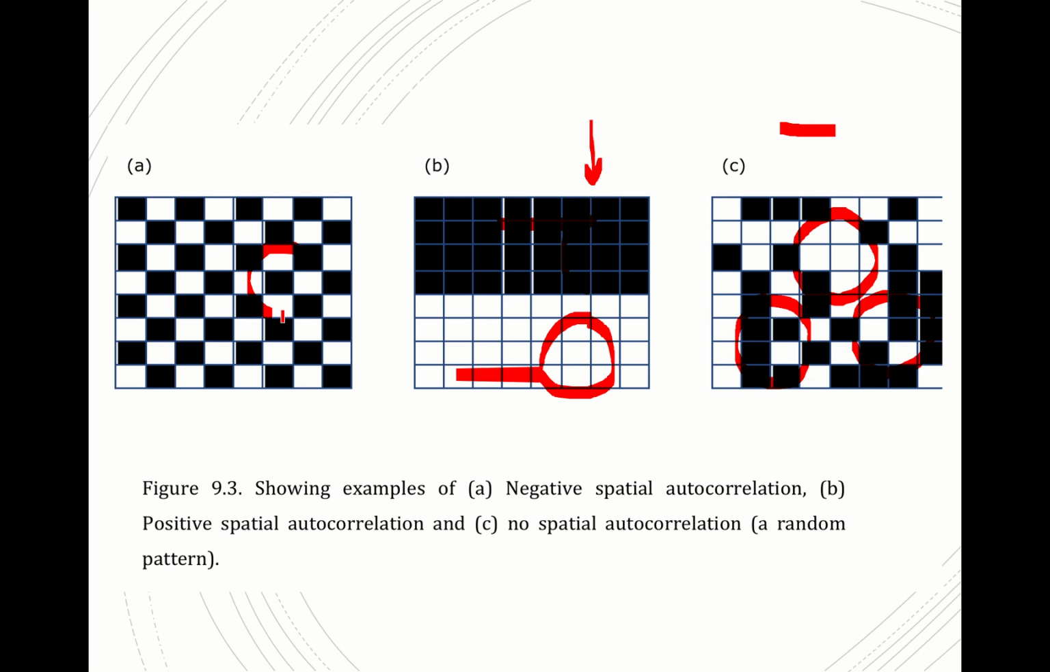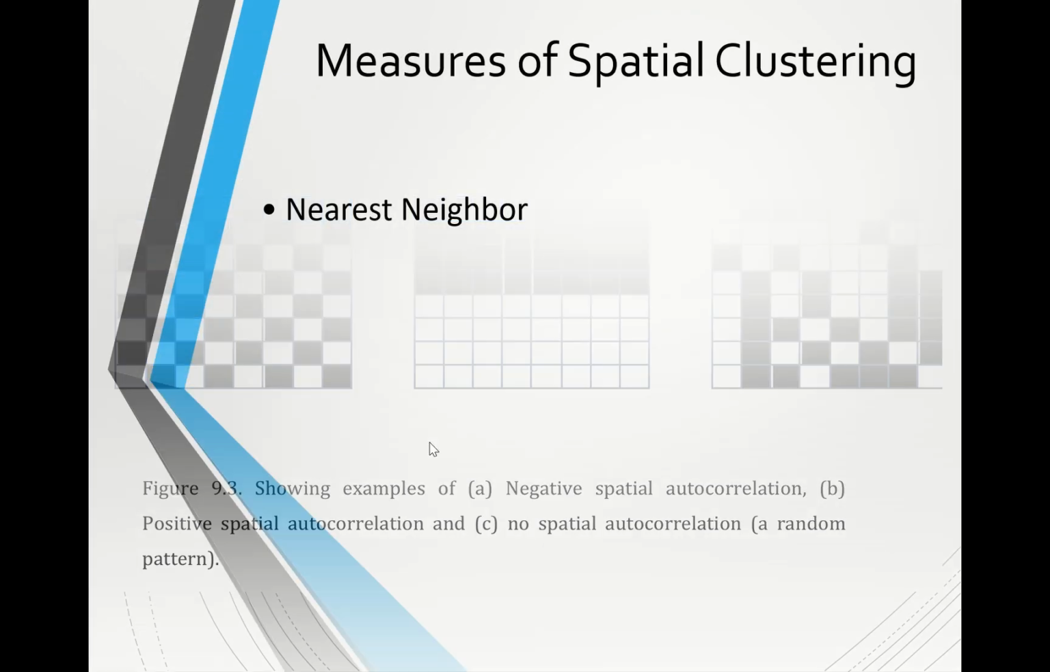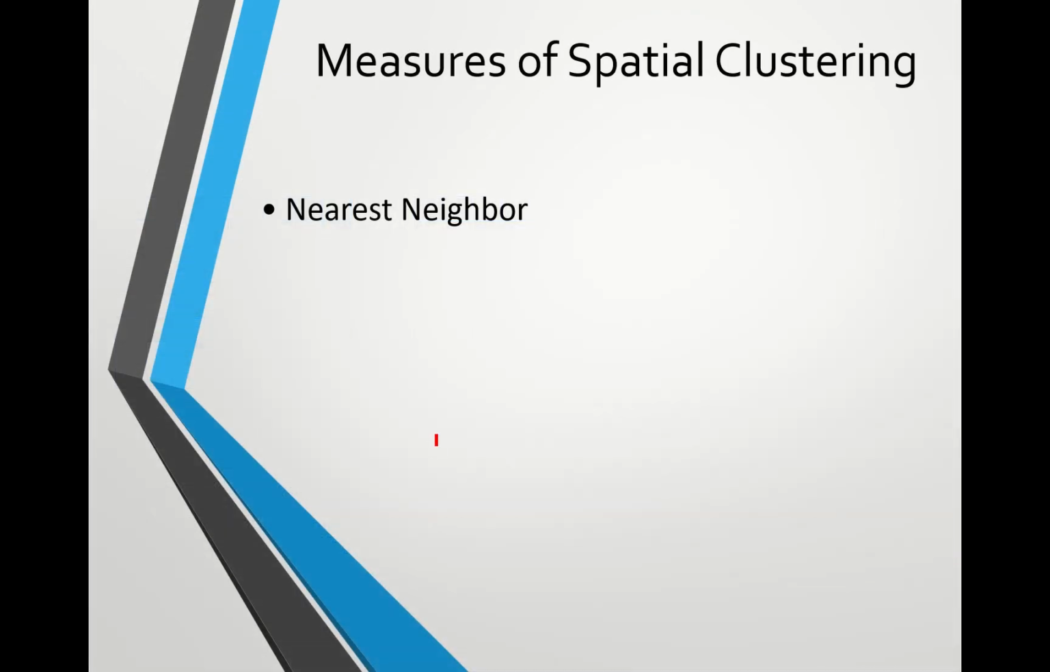The same thing if I take those same samples from a negatively distributed or autocorrelated data set, I'm going to get very different results compared to a randomly distributed data set. So we're going to go through quickly here some measures of spatial clustering.